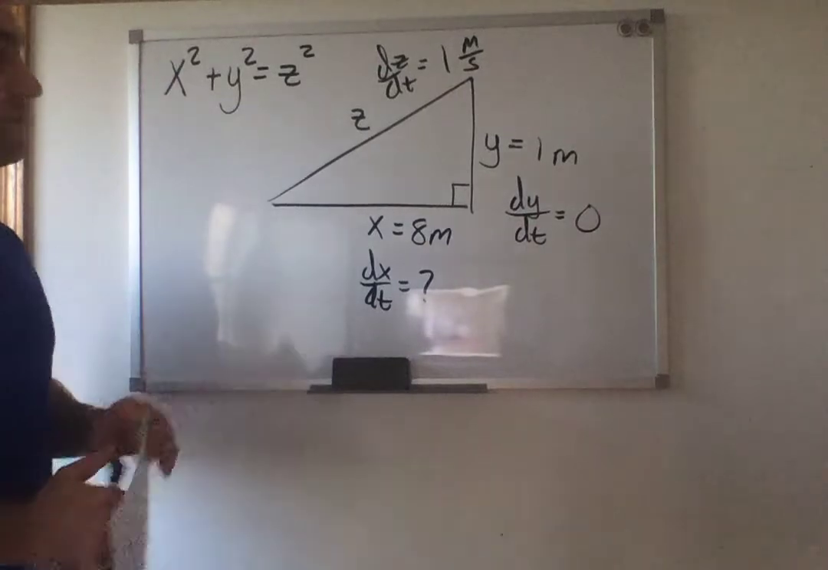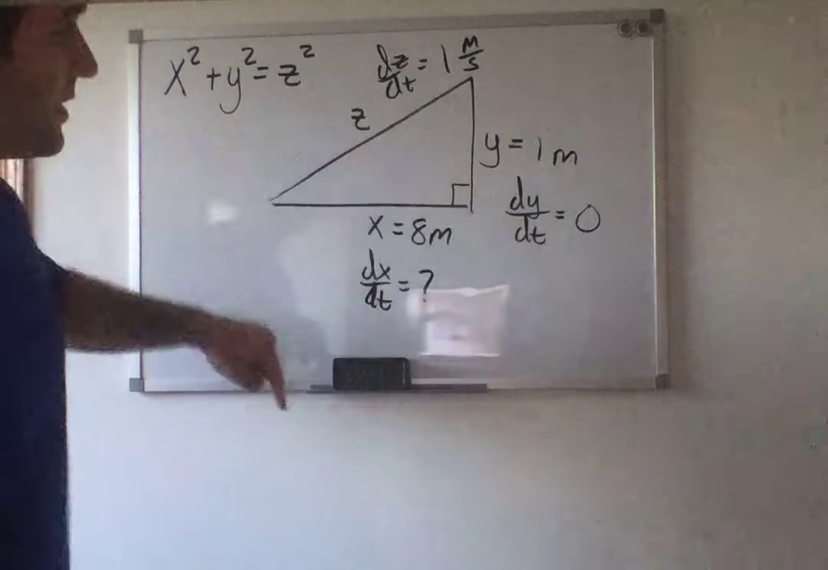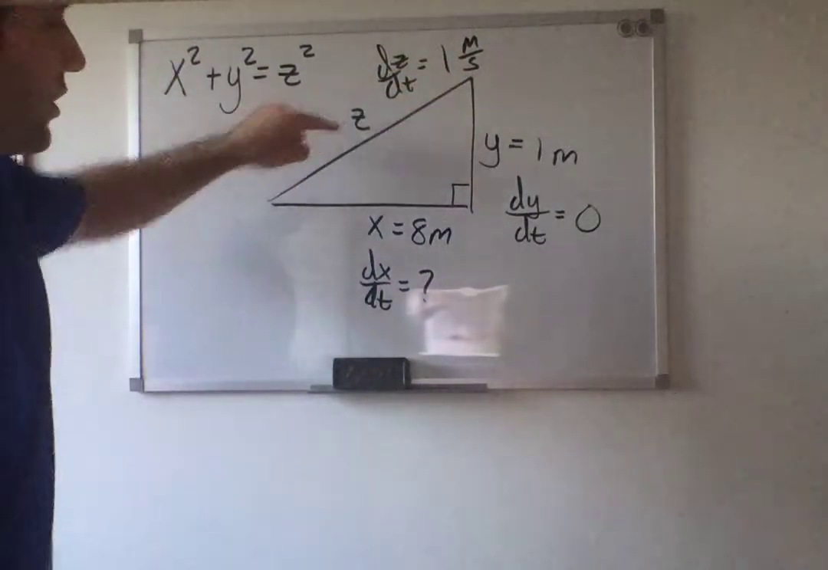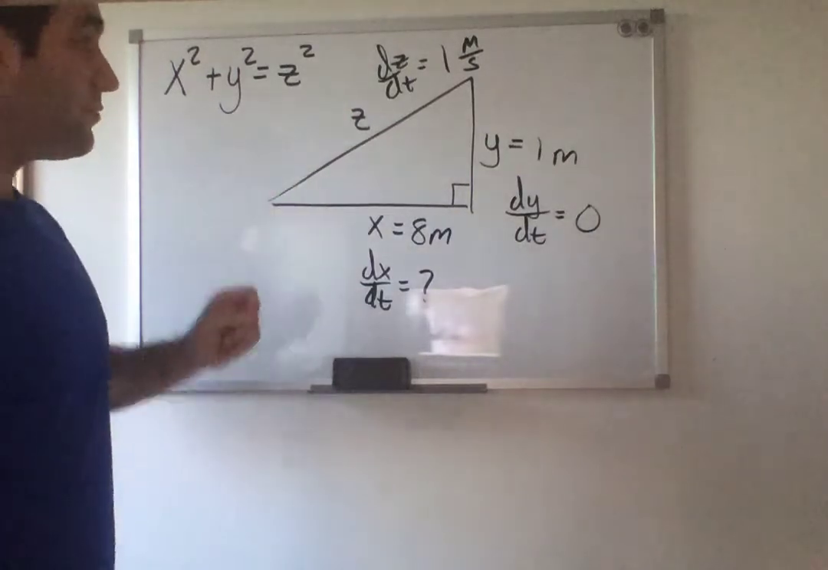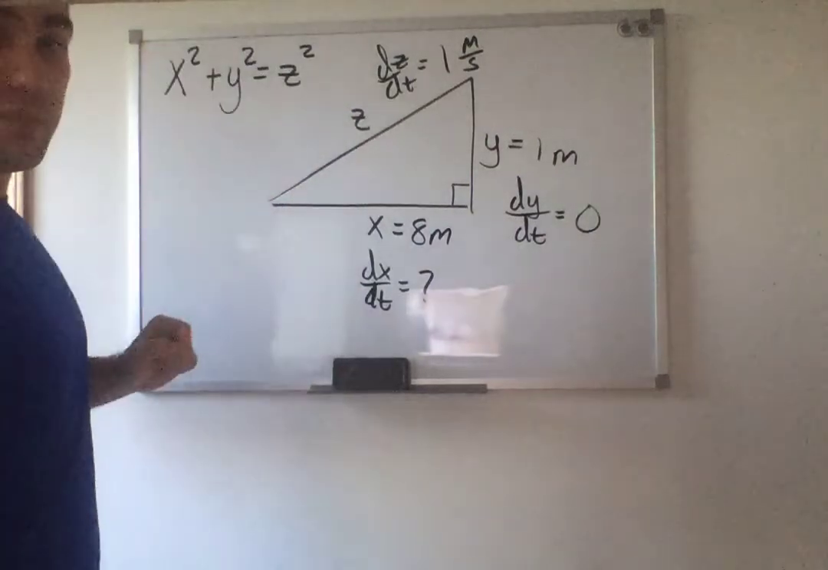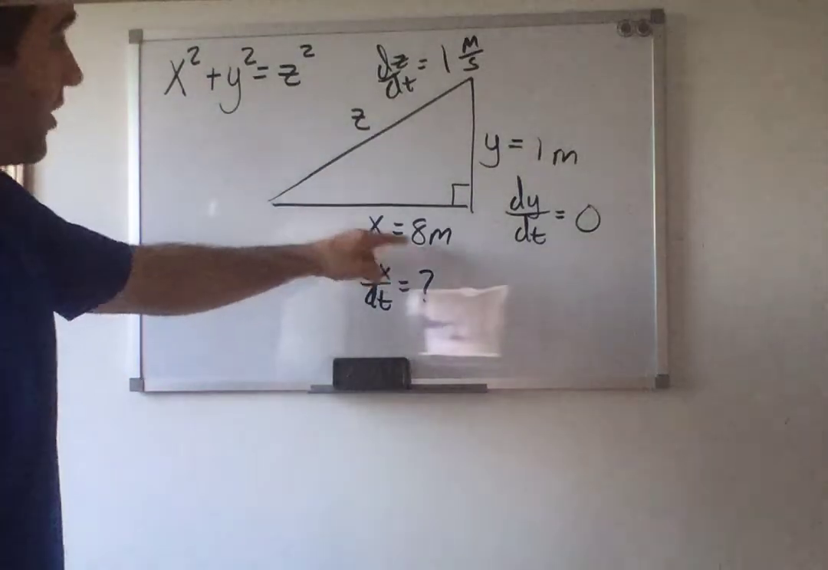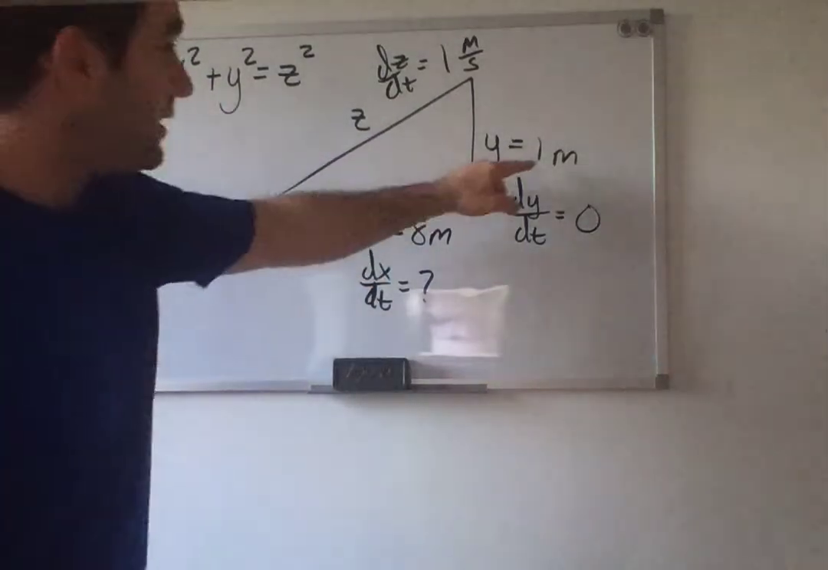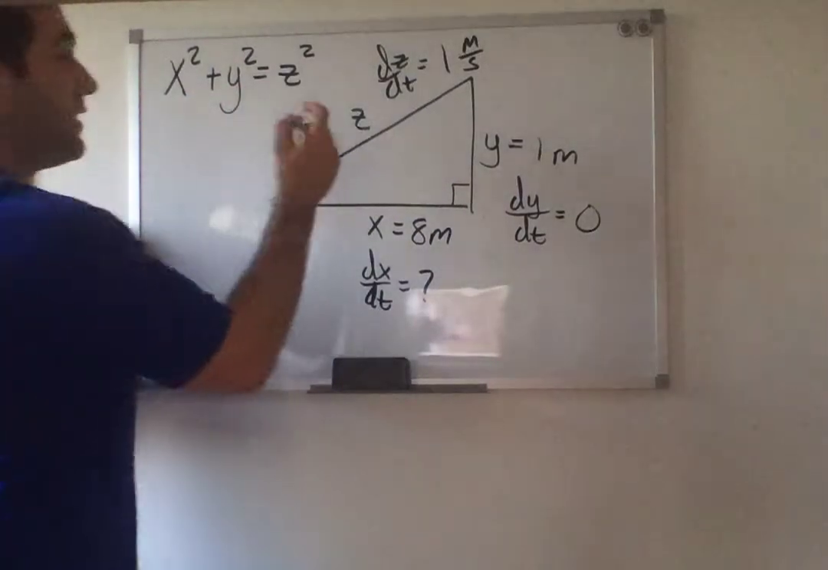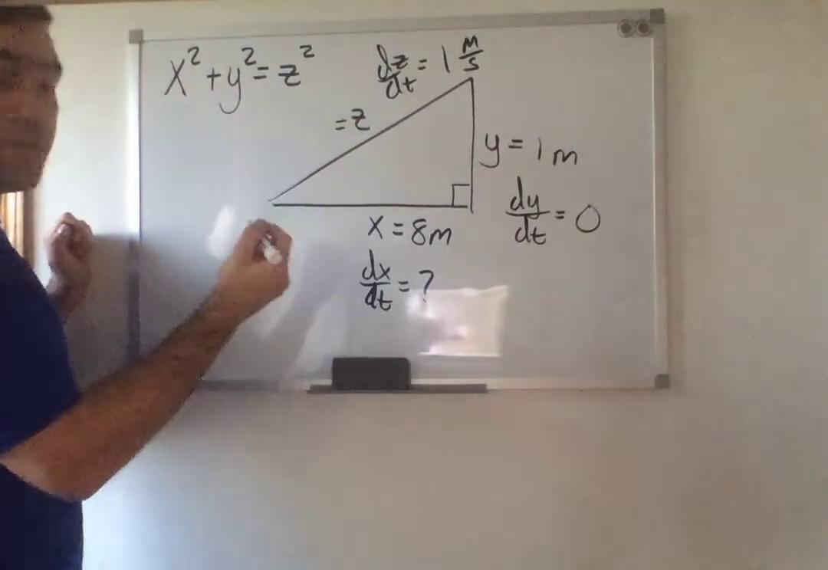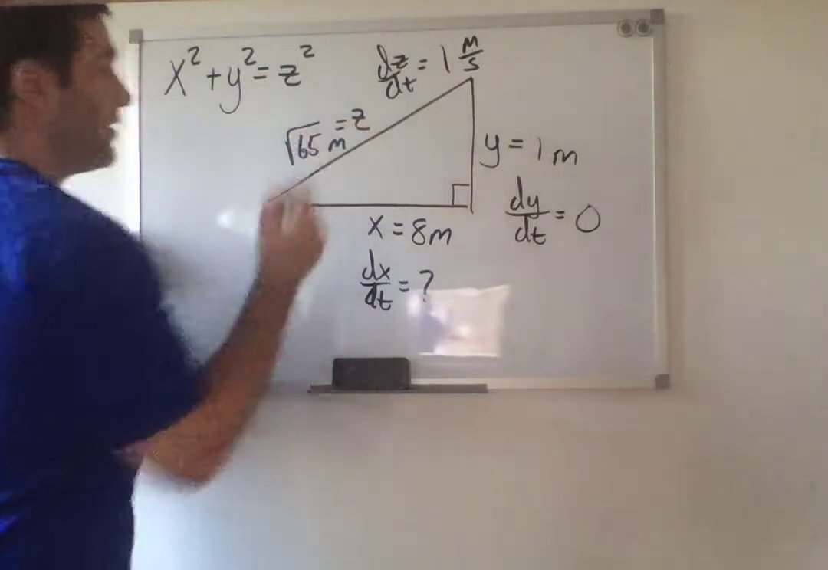Now, we are also missing another piece of information on this triangle. We've got x, we've got y, we don't have z. How to get z? We've got this relationship up here, the Pythagorean theorem. So if we just take our x, plug it in, take our 1, plug it into y, you're going to find out that z is equal to, and I'm just going to give you the answer, square root 65, and our units here are meters.